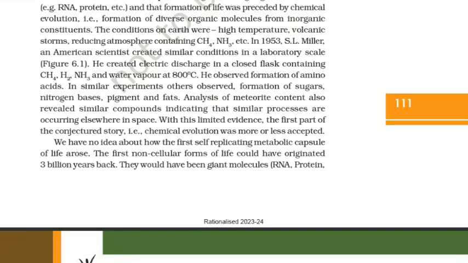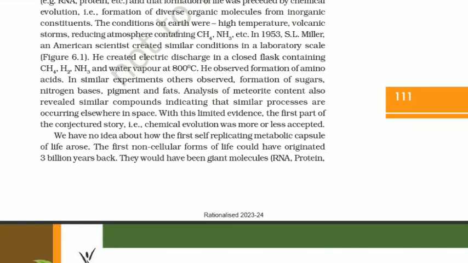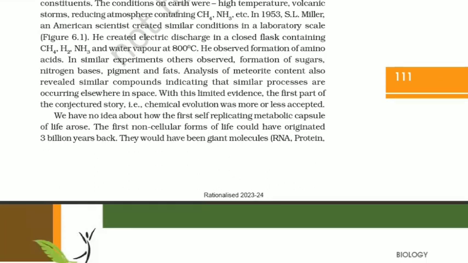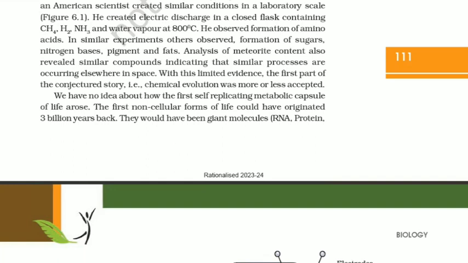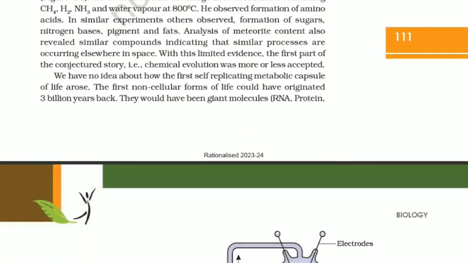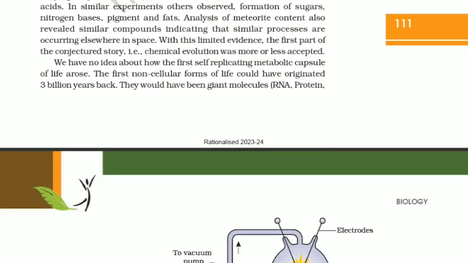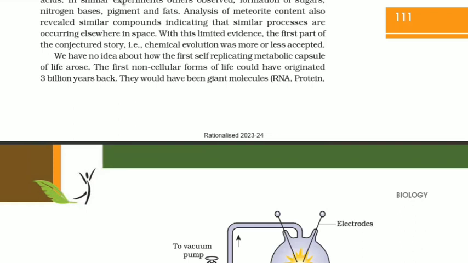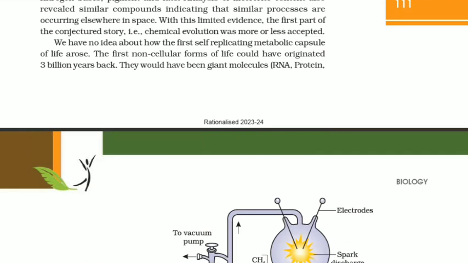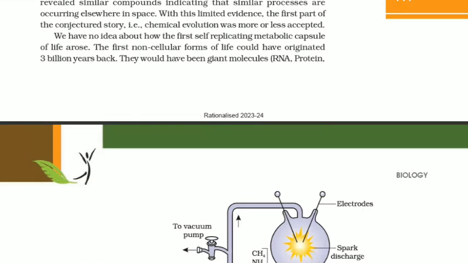In 1953, S.L. Miller, an American scientist, created similar conditions in a laboratory scale. He created electric discharge in a closed flask containing methane, hydrogen, ammonia, and water vapor at 800 degrees Celsius. He observed formation of amino acids. In similar experiments, others observed formation of sugars, nitrogen bases, pigment, and fats. Analysis of meteorite content also revealed similar compounds, indicating that similar processes are occurring elsewhere in space. With this limited evidence, the first part of the conjectured story, that is chemical evolution, was more or less accepted.